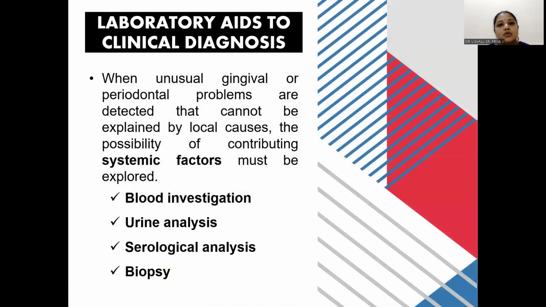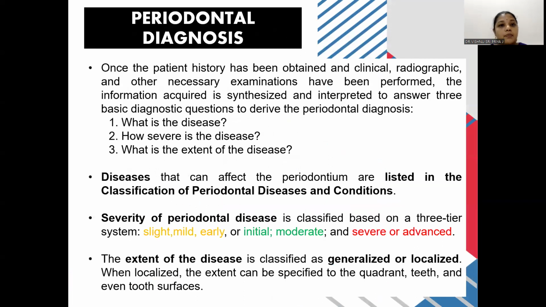After that, we move on with laboratory aids to clinical diagnosis. When unusual gingival or periodontal problems are detected that cannot be explained by local causes, the possibility of contributing systemic factors must be explored. So for that, you need to investigate blood investigations, urine analysis, serological analysis, and biopsy may be required in some cases.